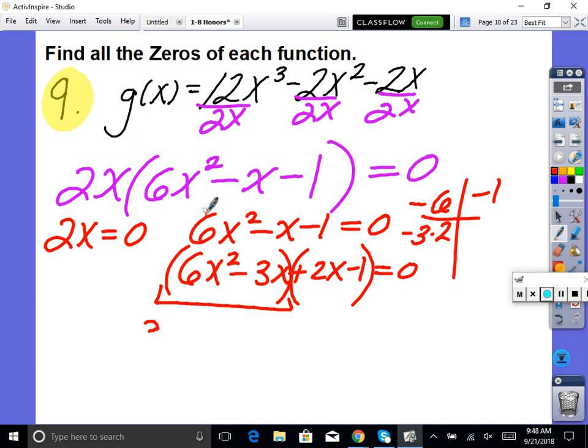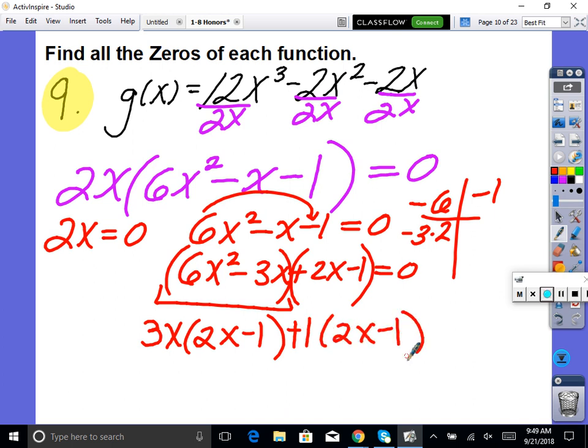Is it positive 6? Nope. A times c is negative. But good point, because if it was a positive 6, we couldn't do it. I've made that error many a time where I kept doing it even though it only worked on one side. So good point to make sure. So we pull out a 3x, 2x minus 1, we pull out a 1. So we're almost there.